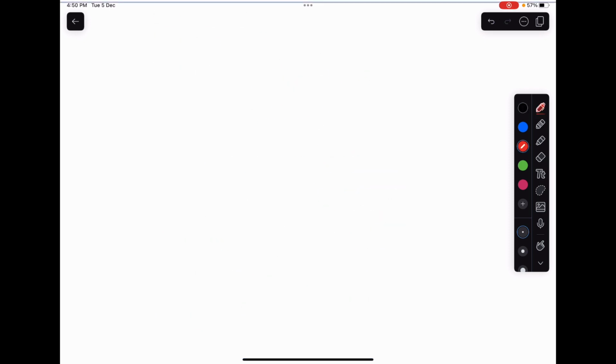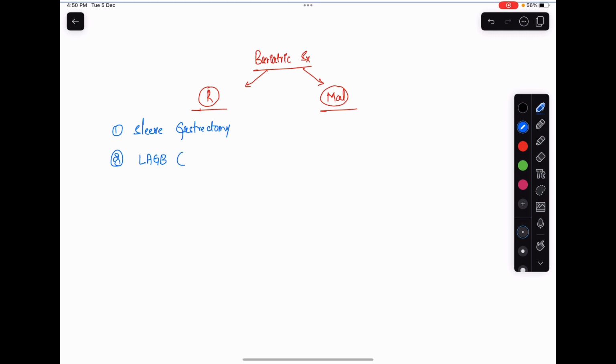Coming to classification of bariatric surgeries. Bariatric surgery might be restrictive type or malabsorptive type. And some of the procedures may have both restrictive action and malabsorptive action. In restrictive type, we have sleeve gastrectomy, LAGB, that is laparoscopic adjustable gastric banding, RYGB, that is Roux-en-Y gastric bypass.